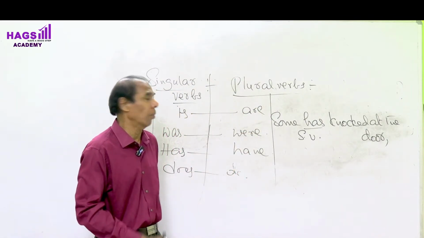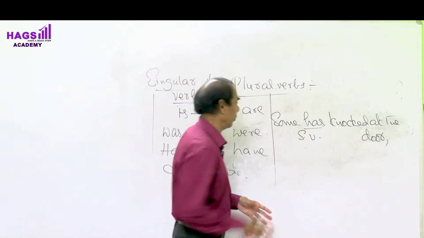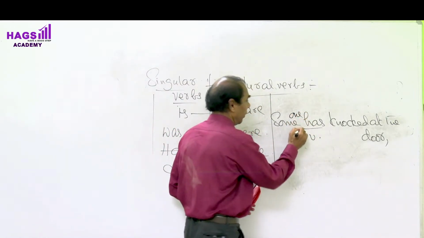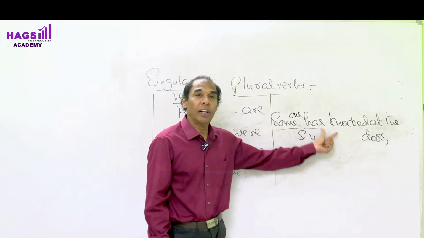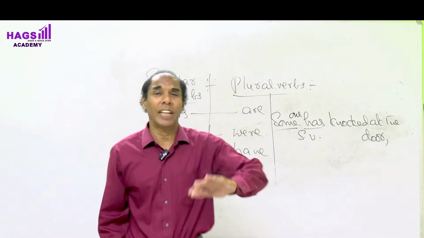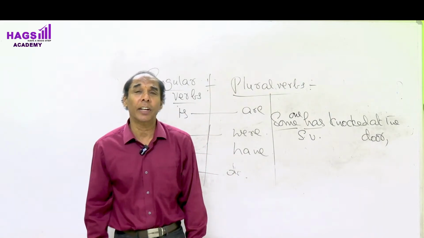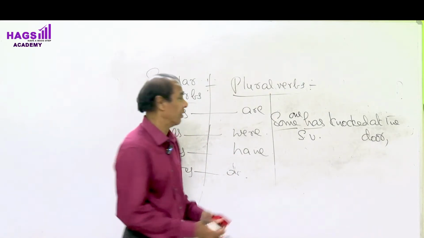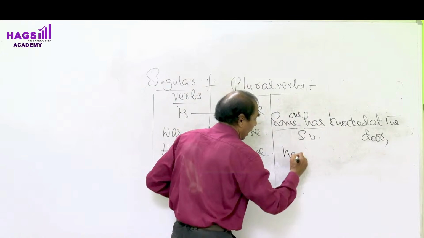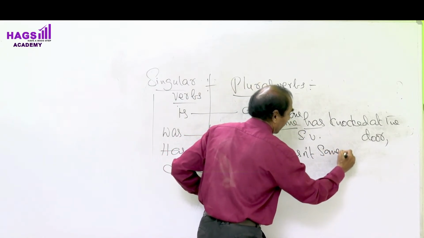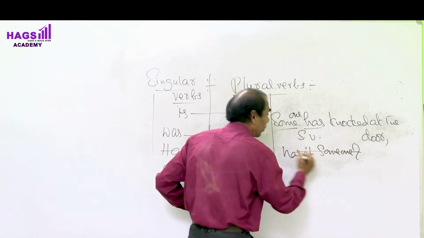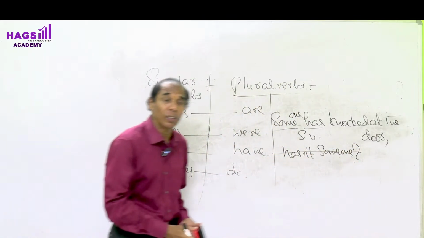Now, look at the word. Statement is positive. Someone, okay? See, statement is positive. So, the question tag must be negative. Negative means put not after the special verb. Has plus not, hasn't it. Someone. What I told you? This is wrong.